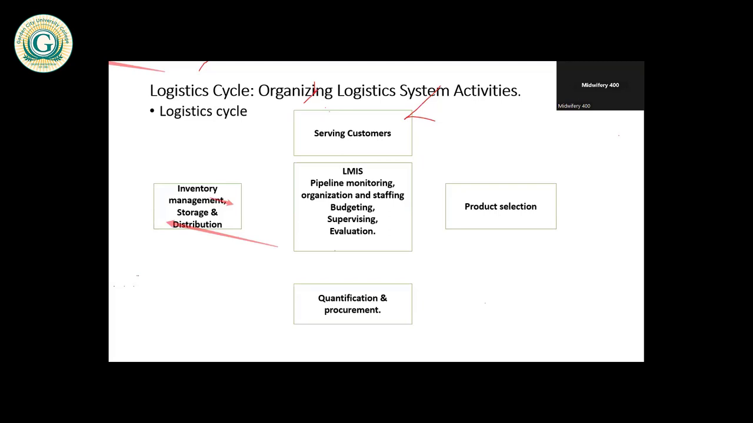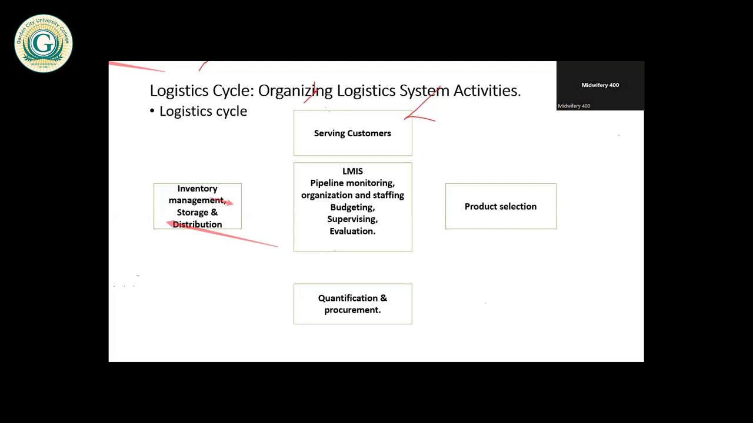Then in the middle, you know that these ones are operational functions. They play a supporting role to this cycle. You have the LMIS, the Logistics Management Information System, which you use in your facilities. Then you come to pipeline monitoring. What is pipeline monitoring? Within the supply chain, it's a chain, so we see it as a pipeline. We have a lot of players within the chain, and each and every one of them has a role to play. You need to make sure that everybody is playing his or her role within the chain.